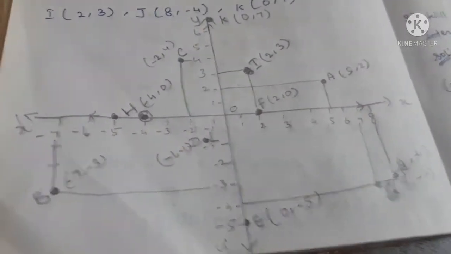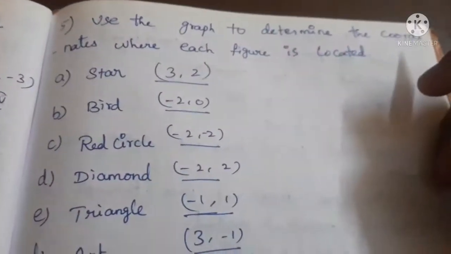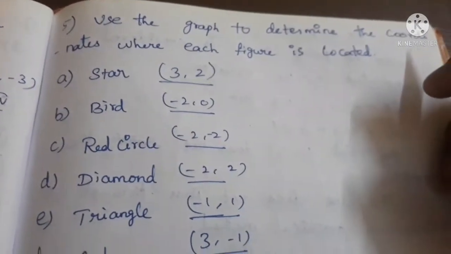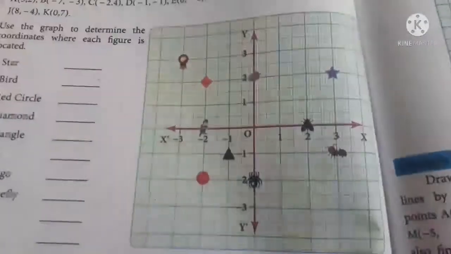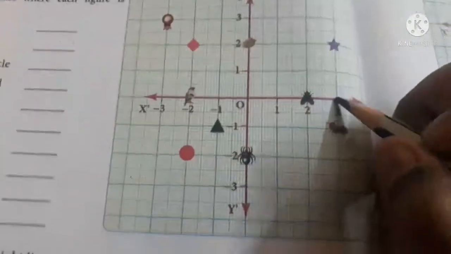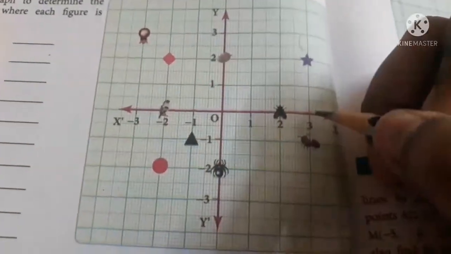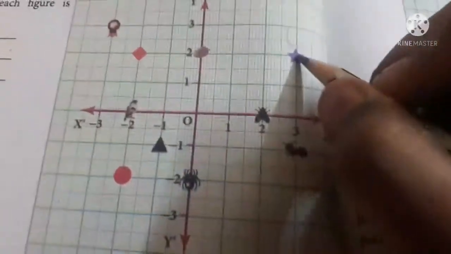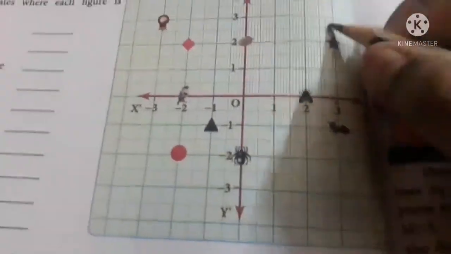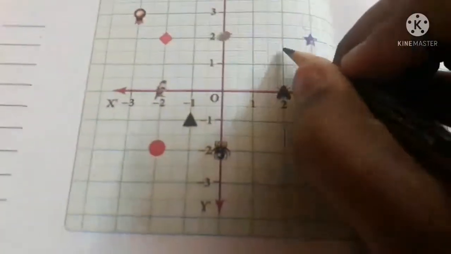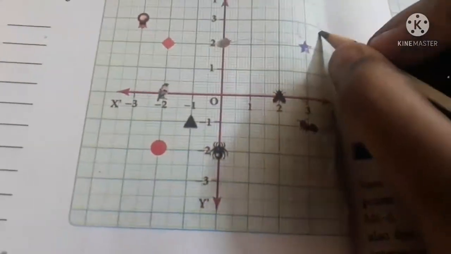Fifth question. Use the graph to determine the coordinates where each figure is located. Star. By seeing the graph, we are going to mark. It is 3. You have to just draw the lines, and when you draw this line, the point joining the x-axis is 3. So 3 comma, here it is 2, right? So 2. Then the bird is there.